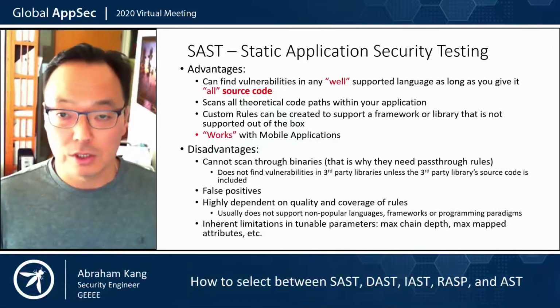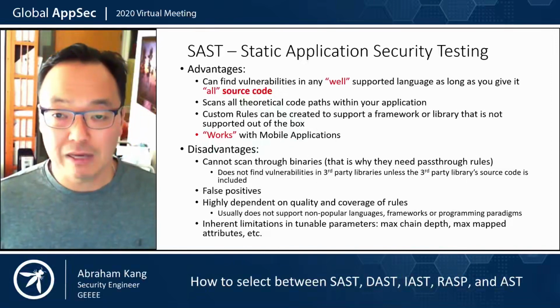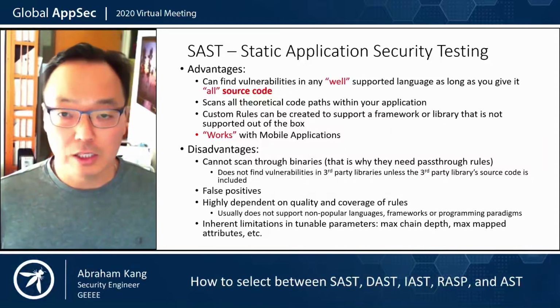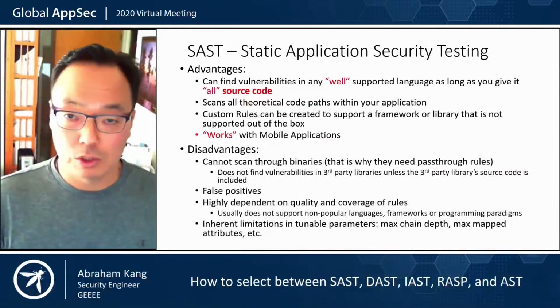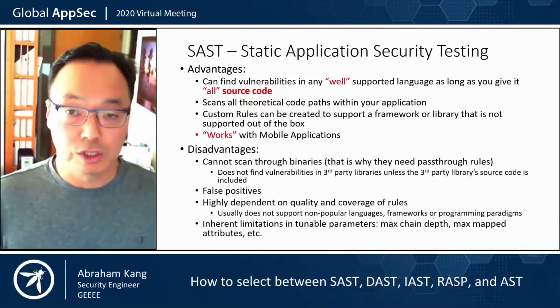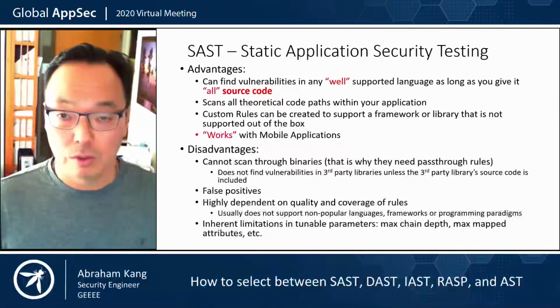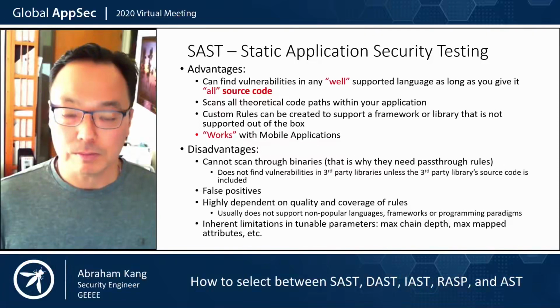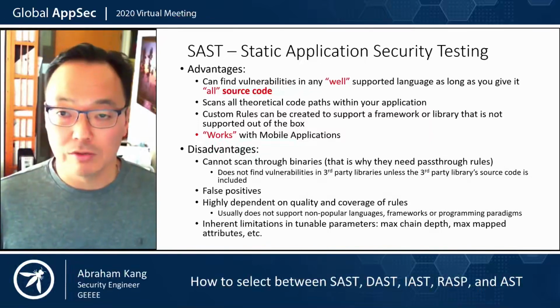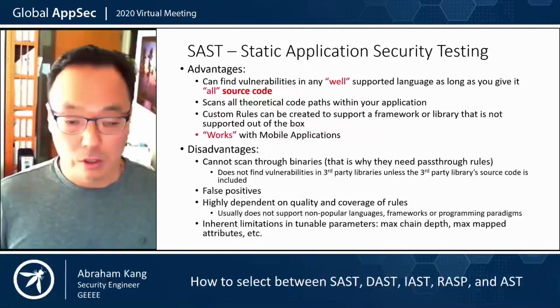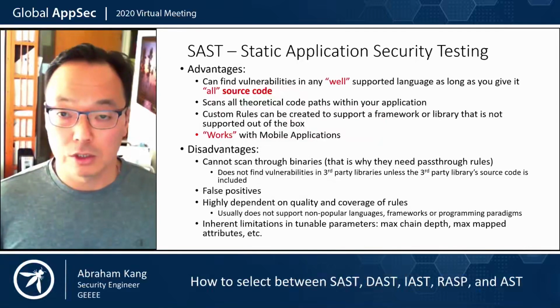The other disadvantage of static analysis is that it tends to have a high number of false positives. And it's highly dependent on the rules and the coverage of those rules for your language or framework. So what you're going to find is if you have a very niche framework or language, you may not have good support in static analysis. Then the other thing is there are some inherent tunable parameters which affect how deep the static analysis scans, to what level, and how long it's going to take. And those are things that require very specialized knowledge to tune properly.